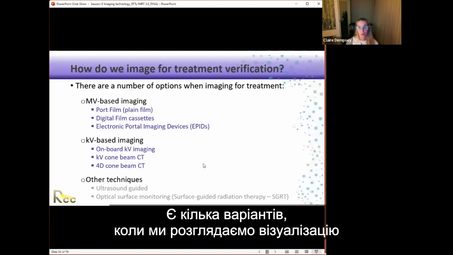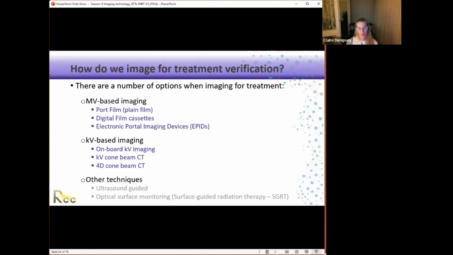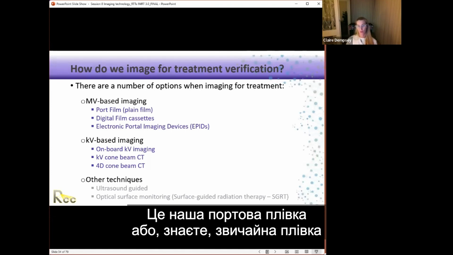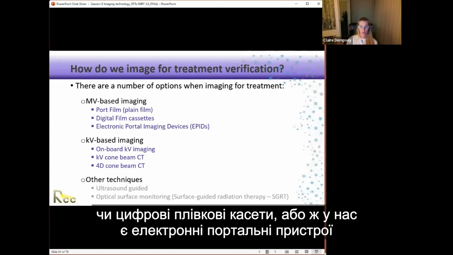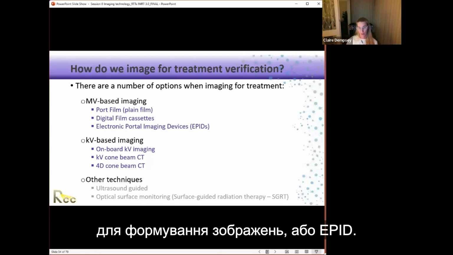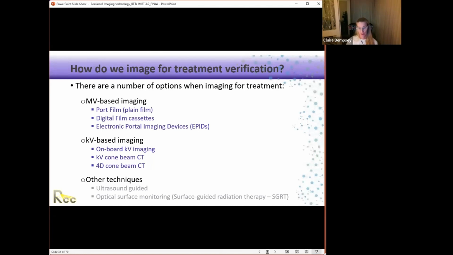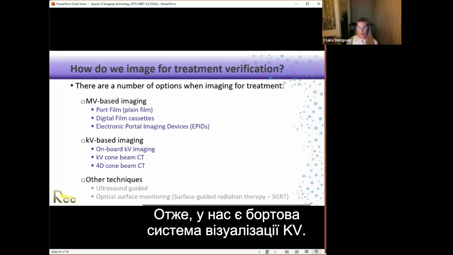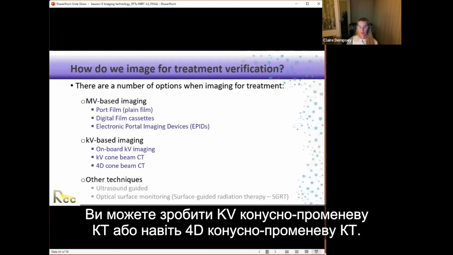Okay, so there are a number of options when we're looking at imaging for treatment verification. We can have MV-based imaging, so that's our port film, either plain film or digital film cassettes, or electronic portal imaging devices, or EPIDs. We have KV-based imaging, so we have our onboard KV imaging system. You can have a KV cone beam CT or even a 4D cone beam CT.